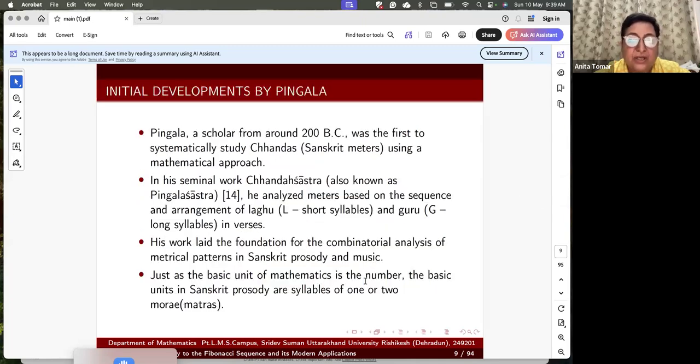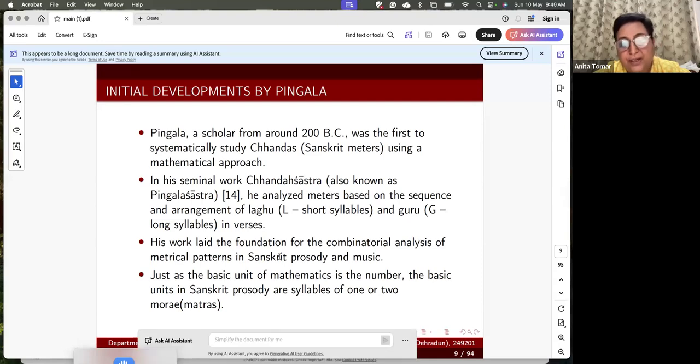So Pingala was an ancient Indian scholar from around 200 BC. He was the first to systematically study chandas. Chandas are Sanskrit meters, using a mathematical approach. In his seminal work Chandas Shastra, also known as Pingala Shastra, he analyzed meters based on the sequence and arrangement of Laghu, meaning L, short syllables, and Guru, meaning long syllables in verses. His work laid the foundation for the combinatorial analysis of metrical patterns in Sanskrit prosody and music.